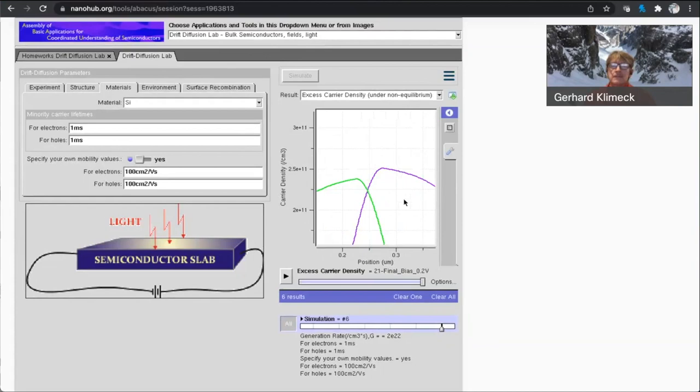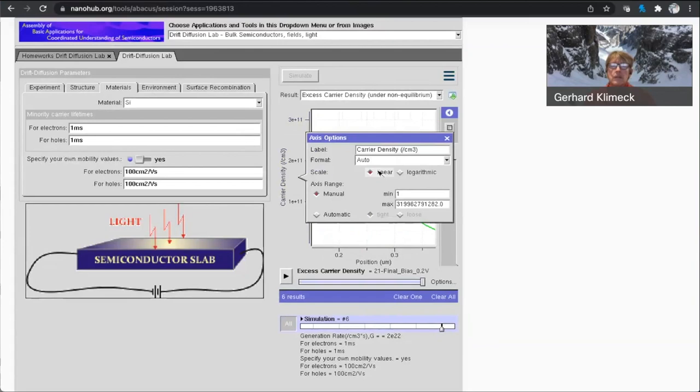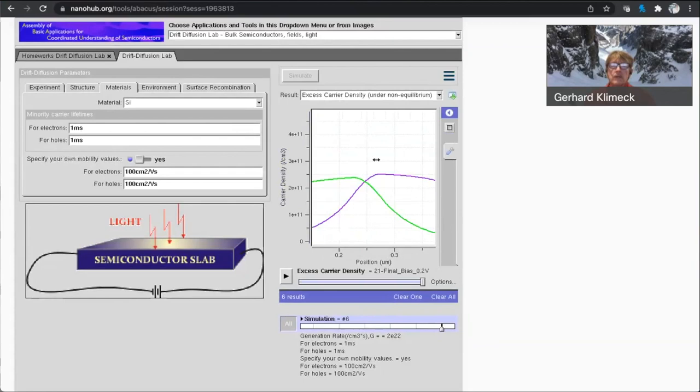You can also modify the scales here. You can click back on automatic. You can also change whether it's a logarithmic or linear scale.